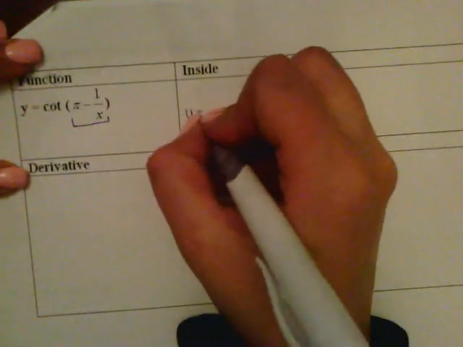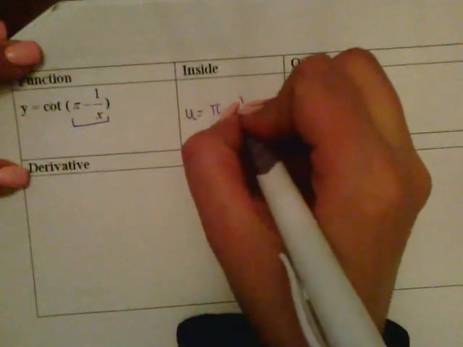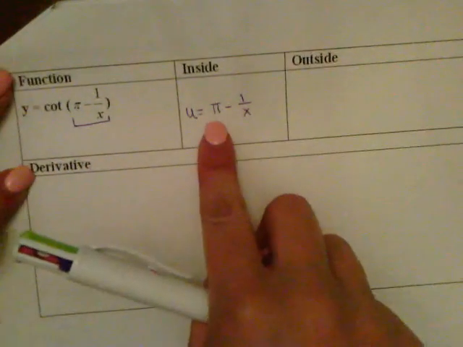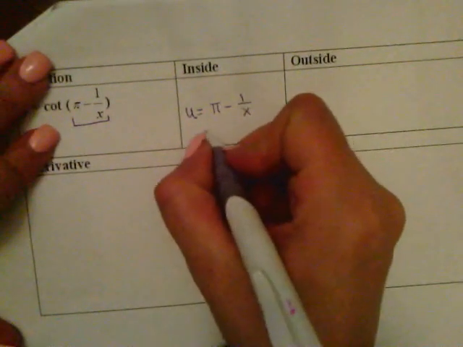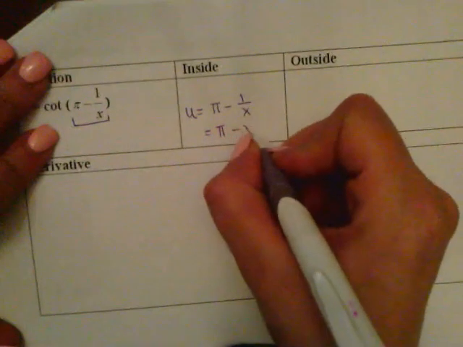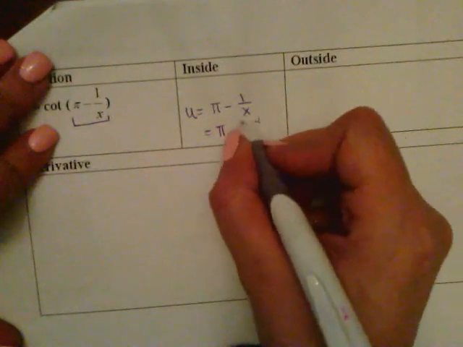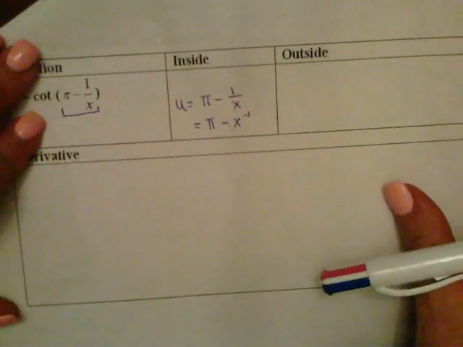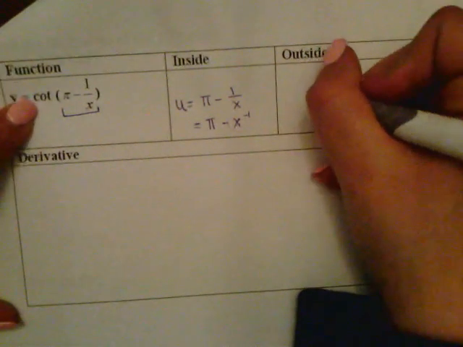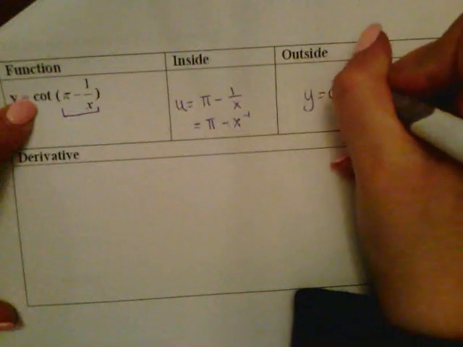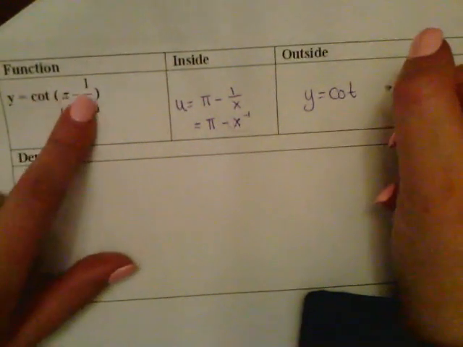All right, so who's on the inside? It's that right there. So u is on the inside, so that's pi minus 1 over x. Remember that pi is just a number, okay? And remember that 1 over x can be rewritten as x to the negative 1. The reason why that's important is we do want to find the derivative in a second, so we do want to rewrite that as negative 1. Okay? All right, and then our outside is going to be cotangent of what we now know as u.